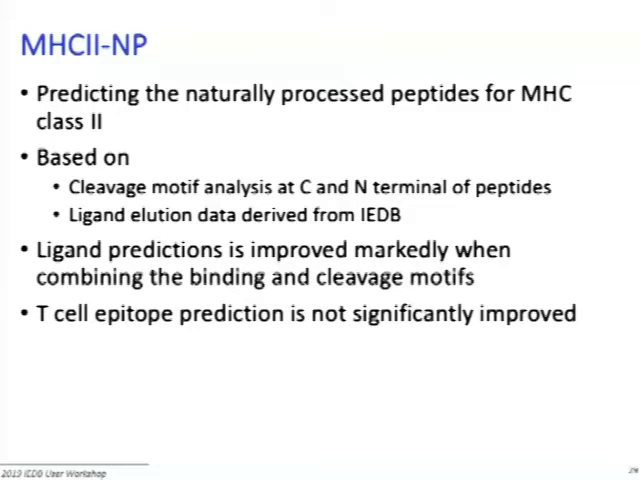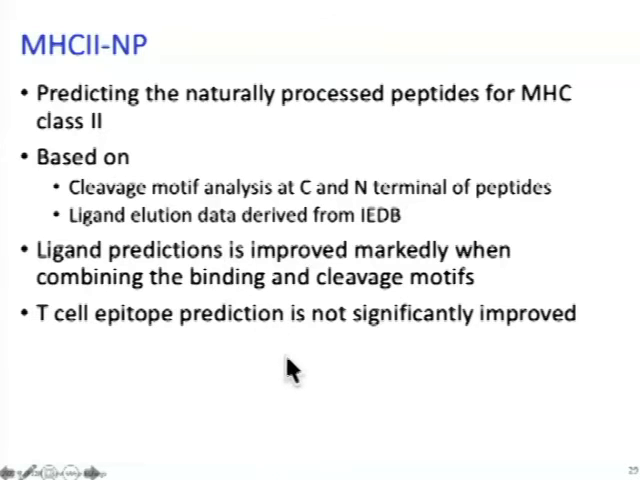So if you have a good binding core, the likelihood that you'll have cleavage sites that allow you to liberate that binding core from a protein is very high. We simulated that, and unfortunately we didn't find that it explained why we don't gain in the ability to predict epitopes with this.